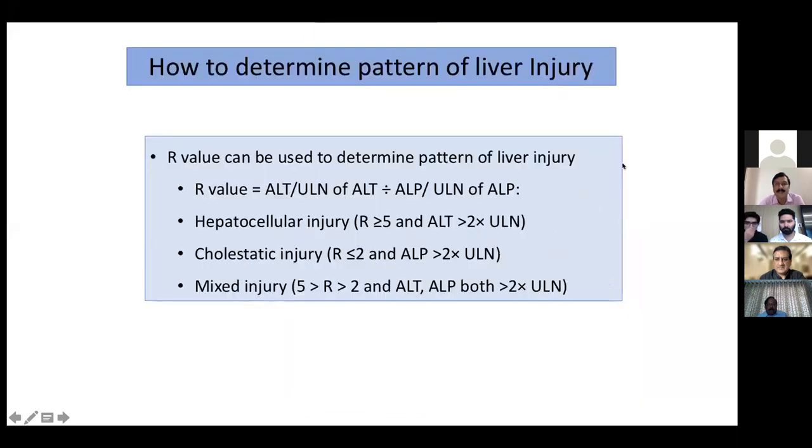So how do you determine the pattern of liver injury? You can calculate the R value, which is the ratio of ALT divided by its upper limit of normal to ALP divided by its upper limit of normal. Hepatocellular injury is when R is more than 5 and ALT is more than 2 times the upper limit. Cholestatic injury is when R is less than 2 and ALP is more than 2 times the upper limit, and mixed is if it is between the two.